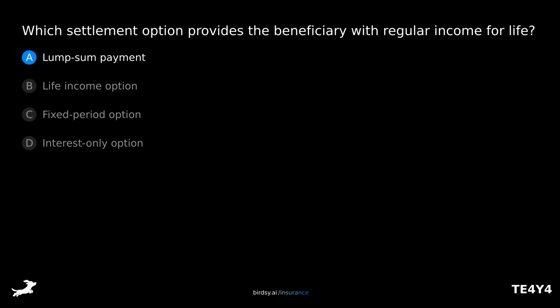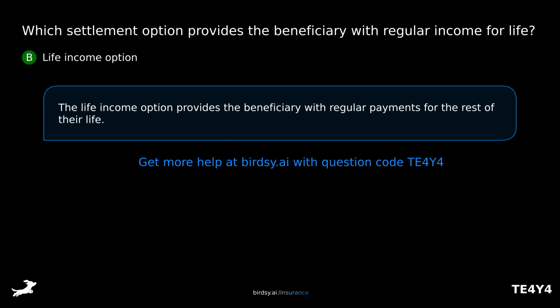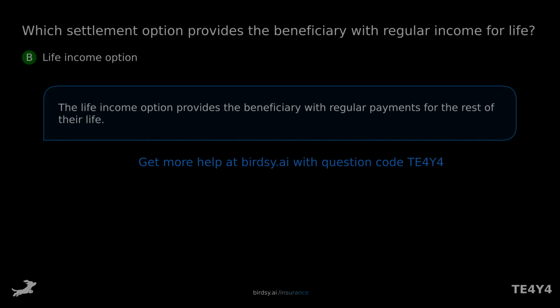Is it A, lump sum payment? B, life income option? C, fixed period option? Or D, interest-only option? The answer is B, life income option. The life income option provides the beneficiary with regular payments for the rest of their life.